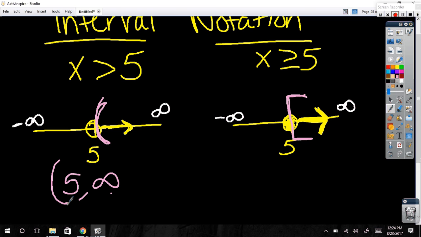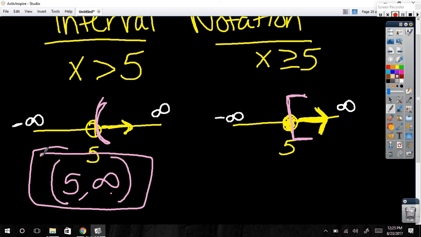I'm going to use a parenthesis here because that tells me don't include 5. And obviously I can't include infinity because that's kind of conceptual, right? So I'm going to put a parenthesis there. So this is the interval notation of that inequality. Pretty easy?